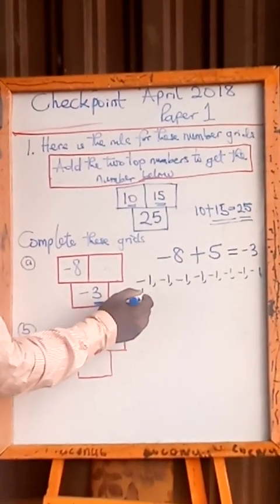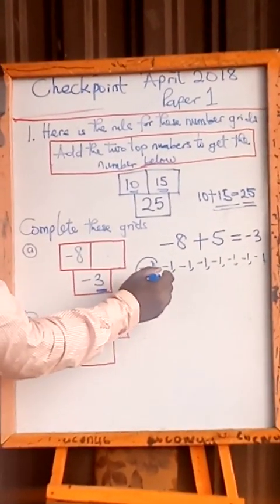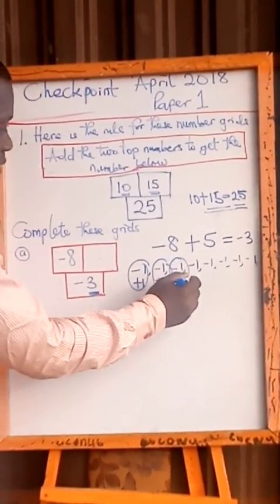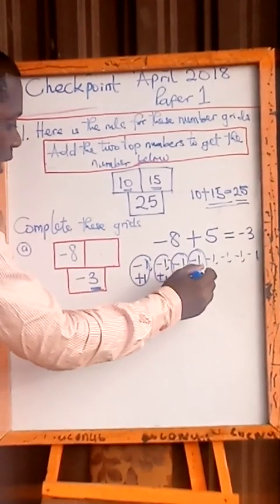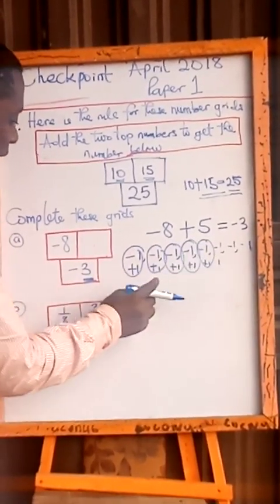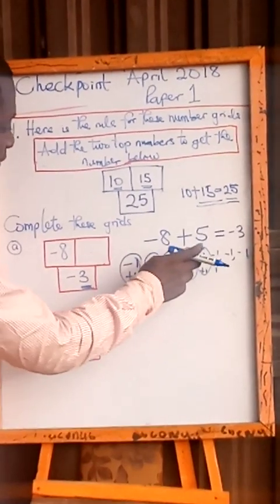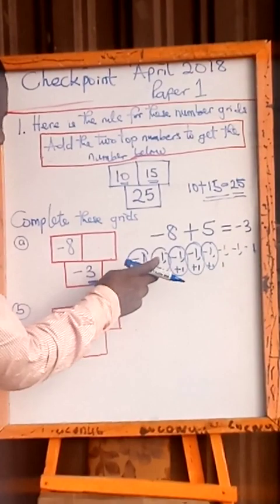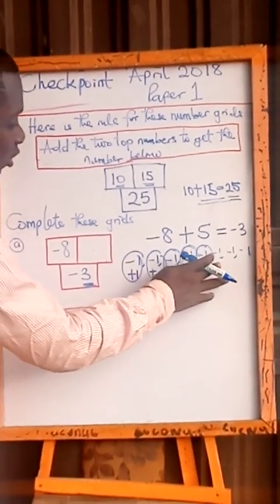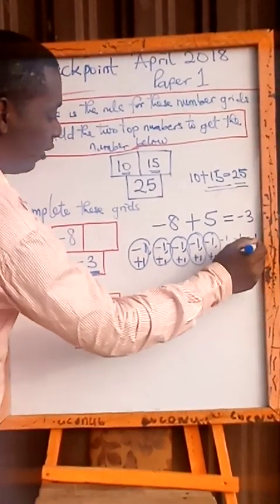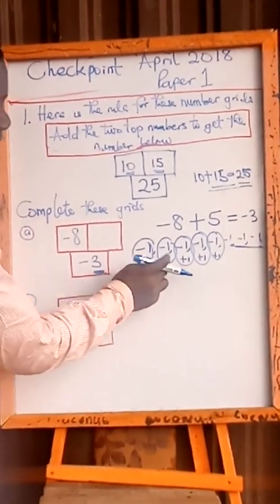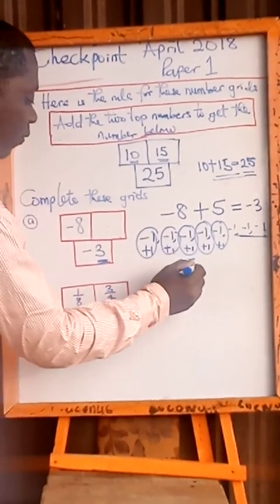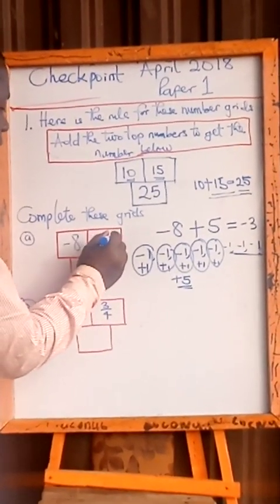Which means you add 1, it cancels this. You add 1, it cancels this. You add 1, it cancels this. You add 1, it cancels this. You add 1, it cancels this. You add 1, 2, 3, 4, 5, 6, 7, 8. Now, I have added 1, I have added 1, I have added 1, I have added 1. You will see that what do you have left? Minus 3. Which means, what are the things that I added to give me minus 3? I added plus 5. And that is why this one is plus 5.